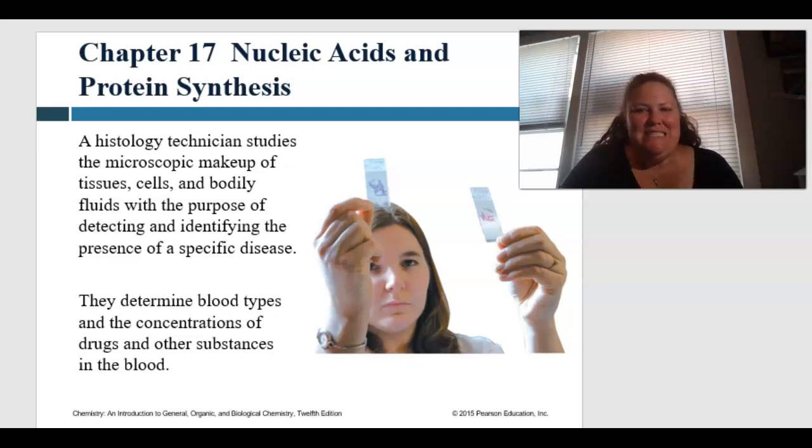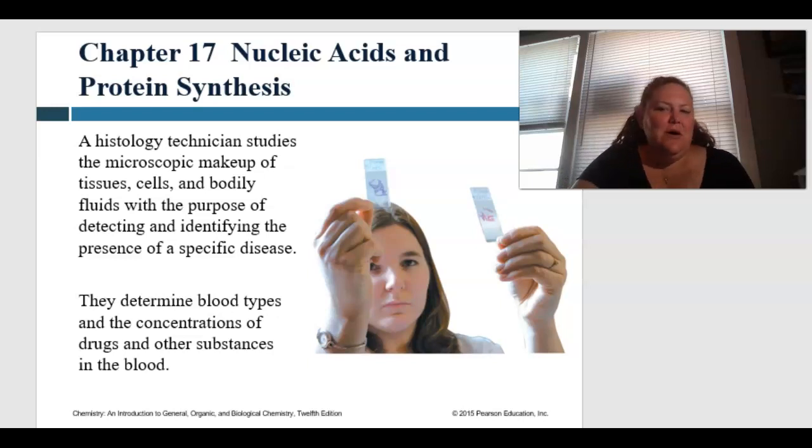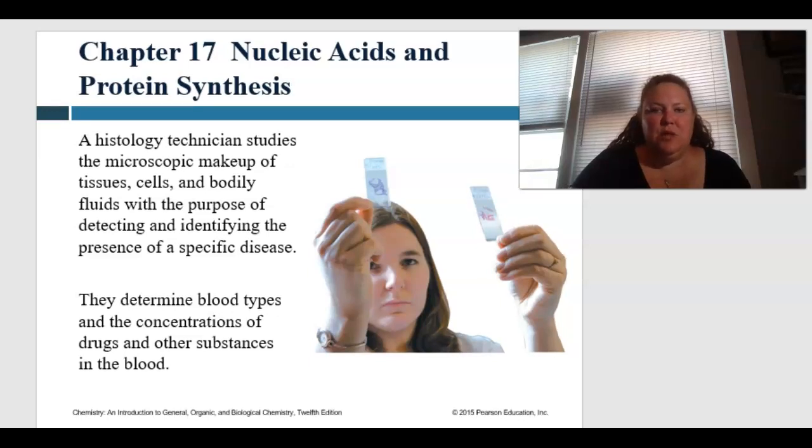Welcome to chapter 17. Now we get to talk about nucleic acids and protein synthesis. So histology, you guys know, is when technicians take a look at slides of tissue that are stained with different stains. A histotech studies the microscopic makeup of tissues, cells, and bodily fluids with the purpose of detecting and identifying the presence of a specific disease. They determine blood types and the concentrations of drugs as well as other substances in the blood.